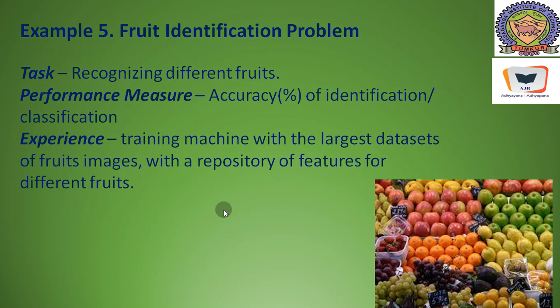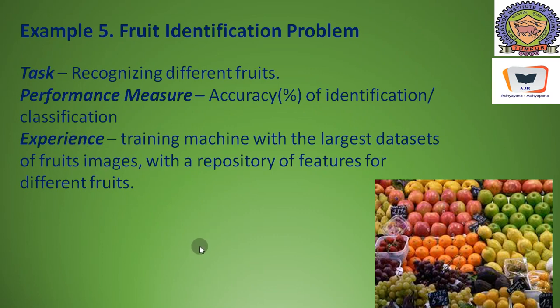Example 5, fruit identification problem. Here the task is recognizing different fruits: classifying an apple as an apple, or labeling a guava as a guava, a grape as a grape, something like this. The performance measure is accuracy, or percentage of identification, that is, the percentage accuracy of correct identification or correct classification.